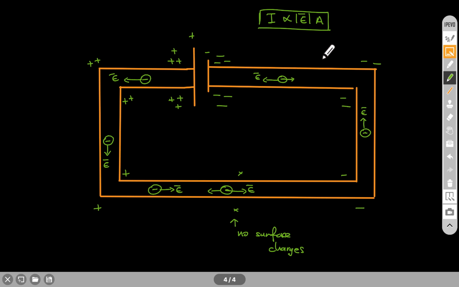Now, there are cases where the area of the wire is not constant, and in those cases you need to adjust the electric field so that the current is the same everywhere. But this is, I would say, probably the simplest circuit that you can use to study surface charges.